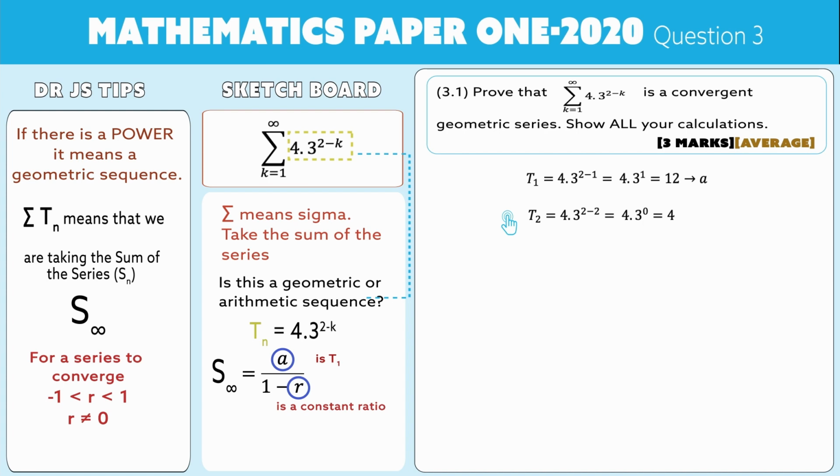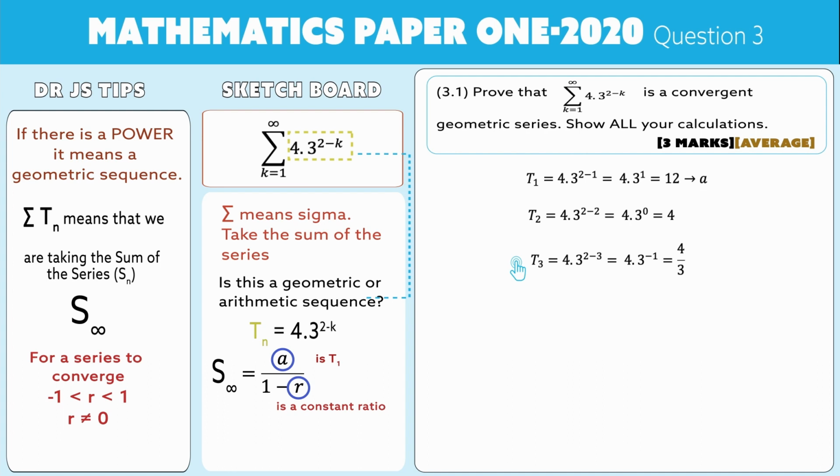Now you can work out your third term. You don't really need it. 4 times 3 to the 2 minus 3 is 4 multiplied by 3 to the minus 1. And that is 4 divided by 3. So if we want to now show that it's a convergent geometric series, we need to find the value of r.